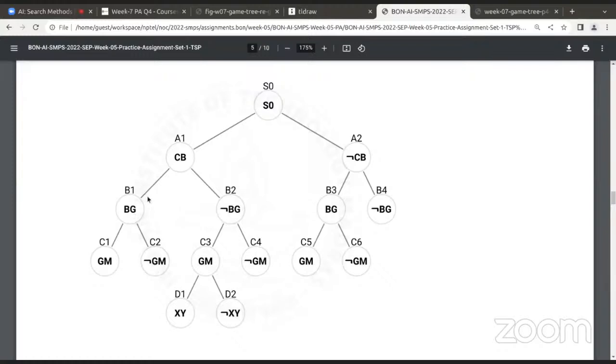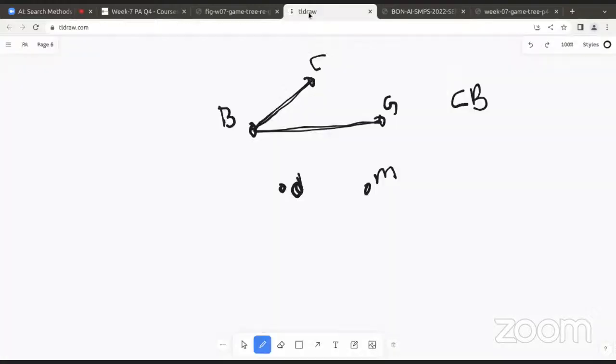Now I'll ask you this question. CB, BG, GM. That is, go to node C1 here. Now how many tours are possible? CB, BG, GM. So this is C. I have to learn how to use the mouse. This is painful. Okay, B.